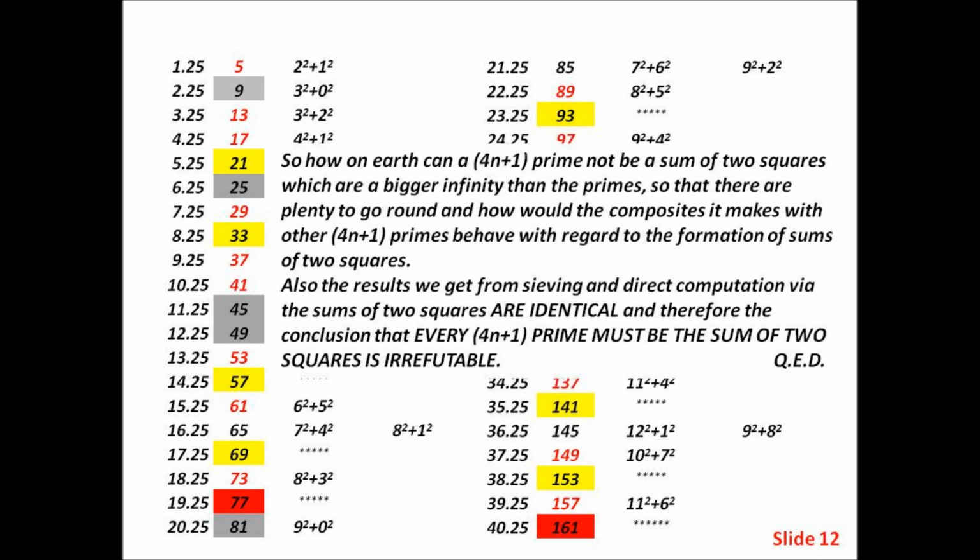So how on earth can a 4n plus 1 prime not be a sum of two squares, which are a bigger infinity than the primes, so that there are plenty to go round? And how would the composites it makes with other 4n plus 1 primes behave with regard to the formation of sums of two squares? Also, the results we get from sieving and direct computation via the sums of two squares are identical, and therefore the conclusion that every 4n plus 1 prime must be the sum of two squares is irrefutable. QED.